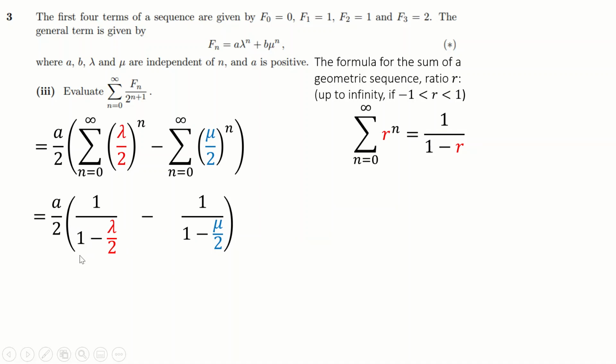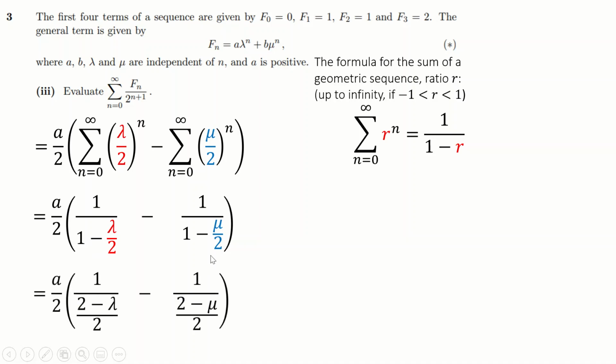1 is the same as 2 over 2. And then when I've got that common denominator, it's 2 minus lambda over 2. So I think I can change that into that. Likewise, this is going to be the same just with the mu. So that's 2 over 2, 2 minus mu all over 2. I can write that as.